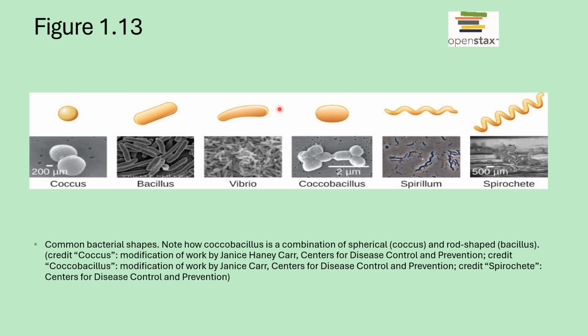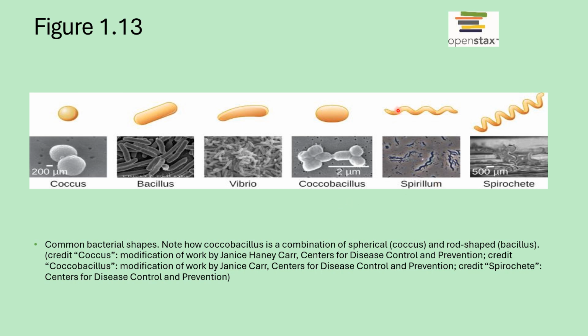Vibrio is kind of comma-shaped. Coccobacillus, this is where it's not a perfect circle, but it's not really a rod yet. It's kind of oval-shaped because it's a cross between the cocci and the bacillus. So what do we do? Because we don't know which way to classify it, we give it a new name by just combining these two names together and saying, oh, that's a coccobacillus.